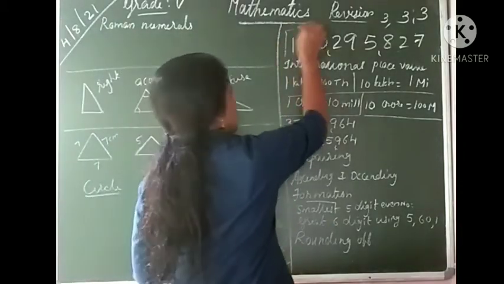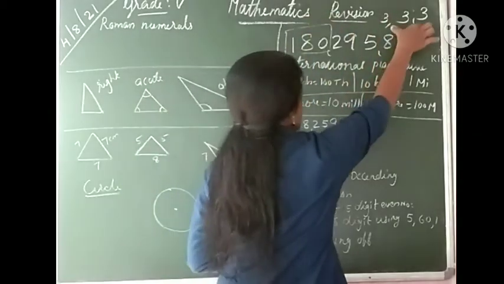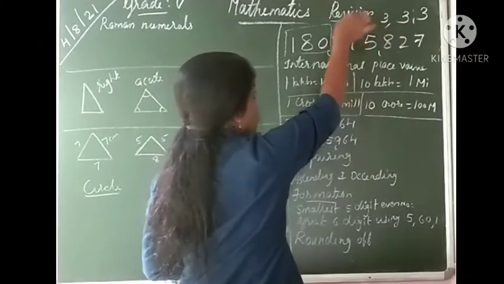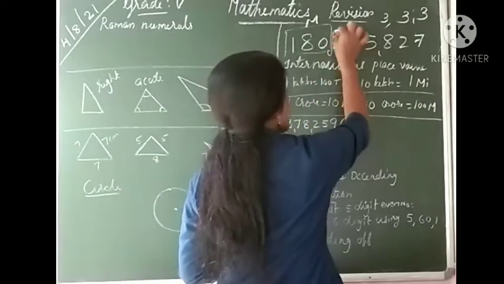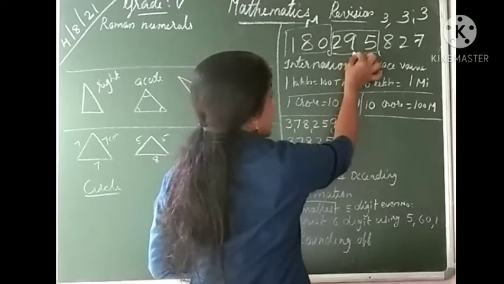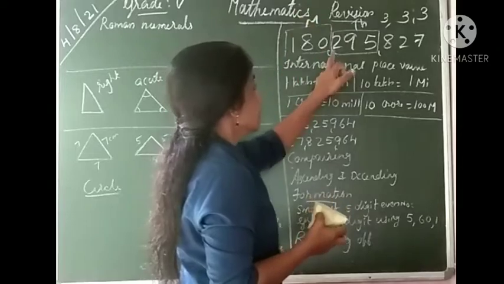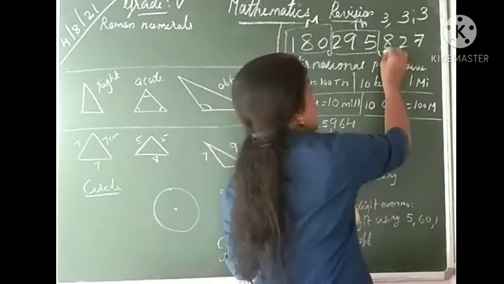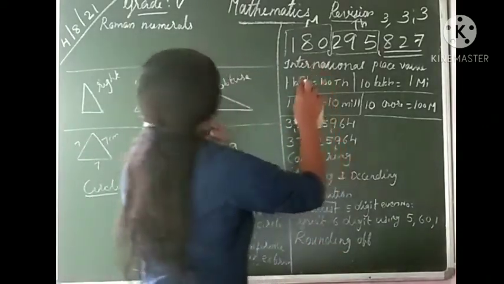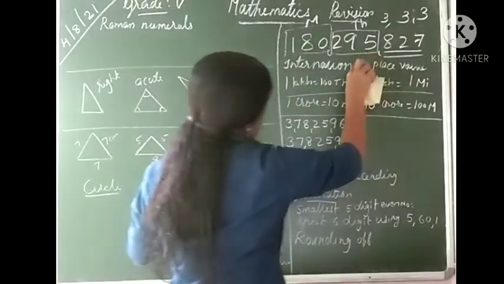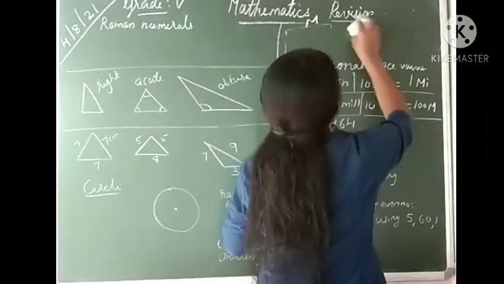Always we read the numbers group by group. 180. This is the group of millions. This is ones group. This is thousands group. This is millions group. 180 million. And also these three numbers we can read together: 295,000. And next 827. Understood? 180 million, 295,827.